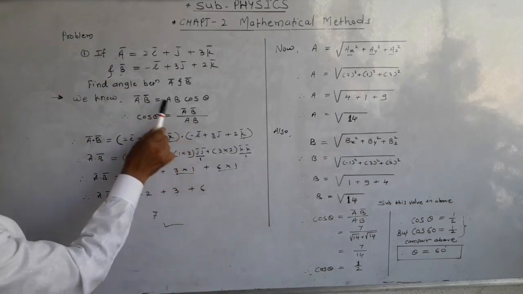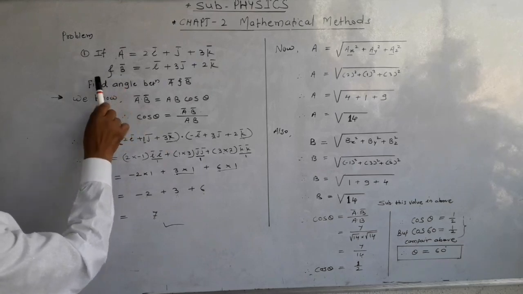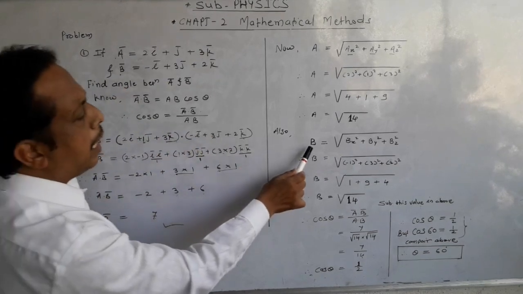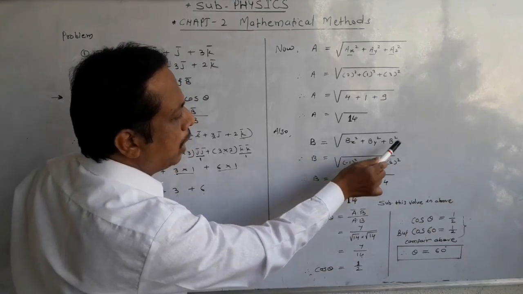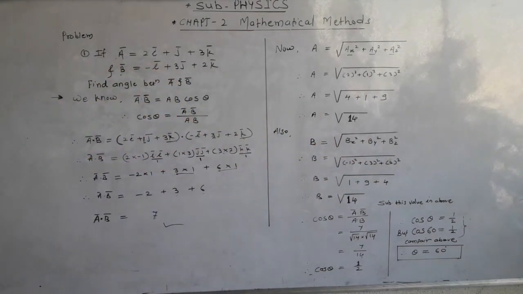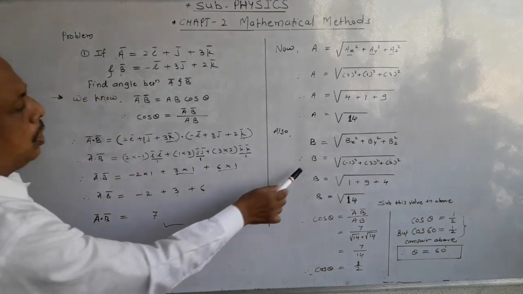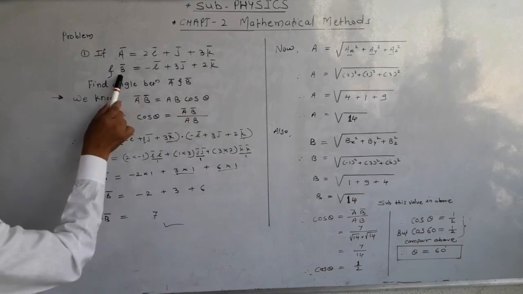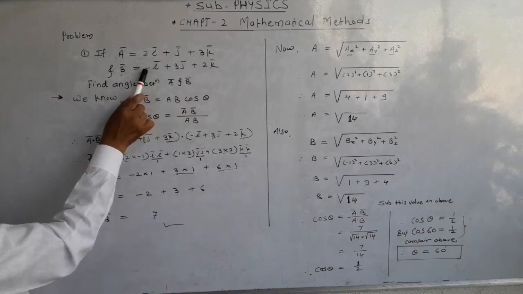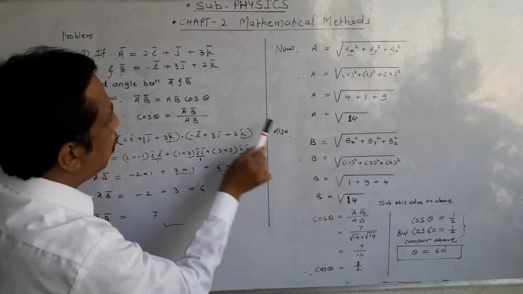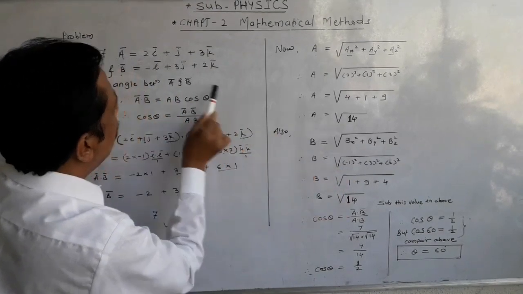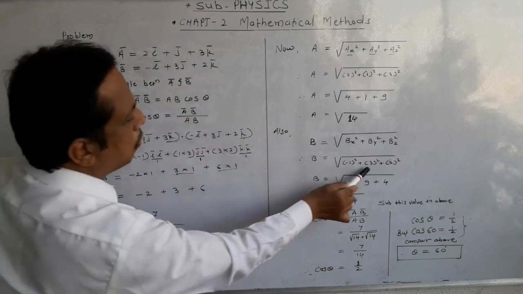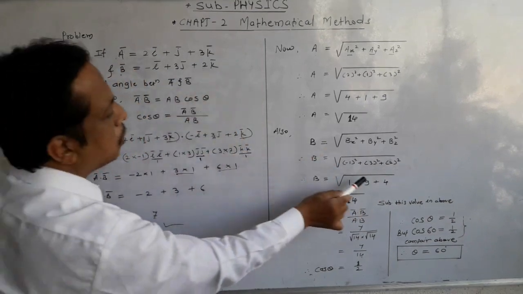Again, we have to find the magnitude of the vector B bar, which is B, using the formula the square root of bx square plus by square plus bz square. That is the coefficient of i, j, k of the vector B bar. Substituting the coefficients of i, j, k of the vector B bar: here minus I bar, so the coefficient of this I bar is minus 1 square, plus the coefficient of j is 3 square, and the coefficient of k is 2 square.